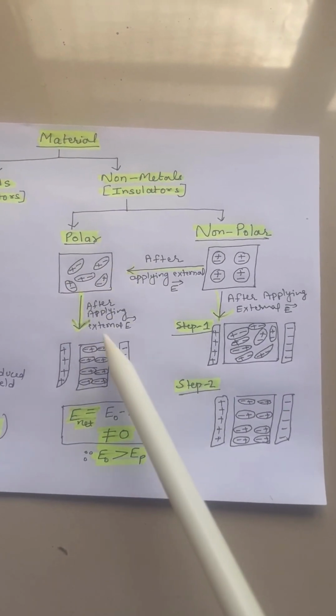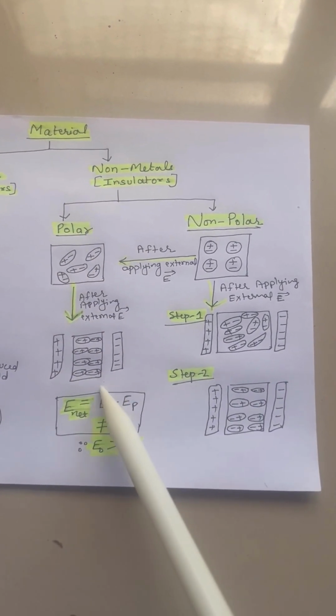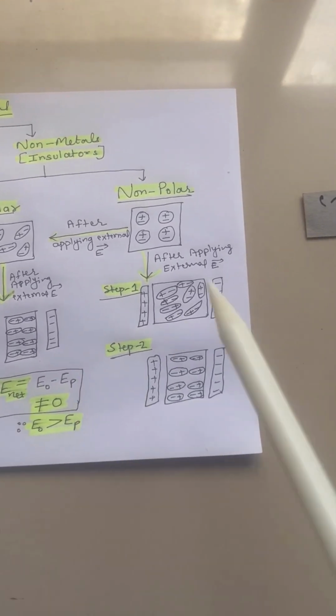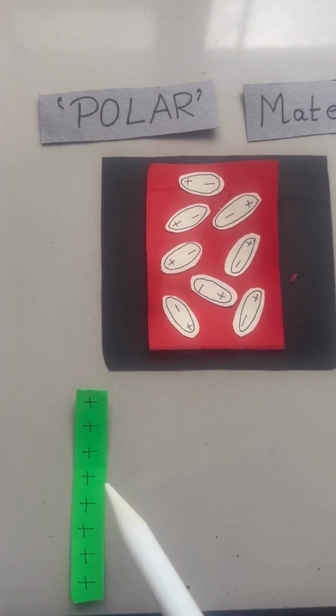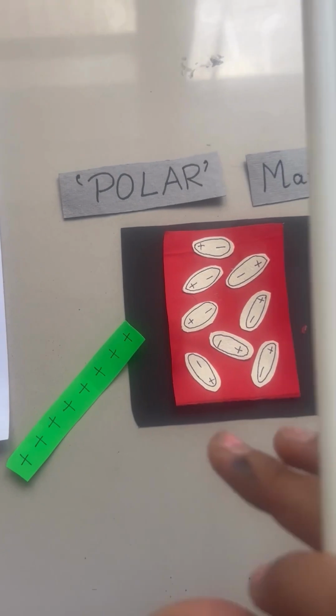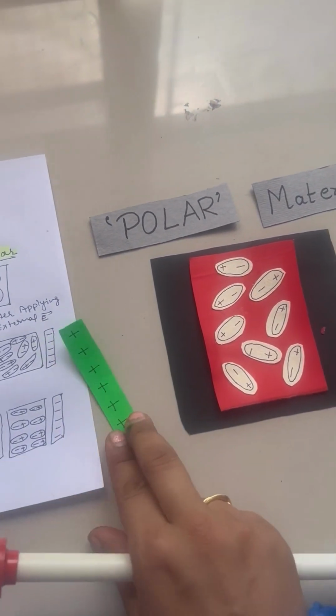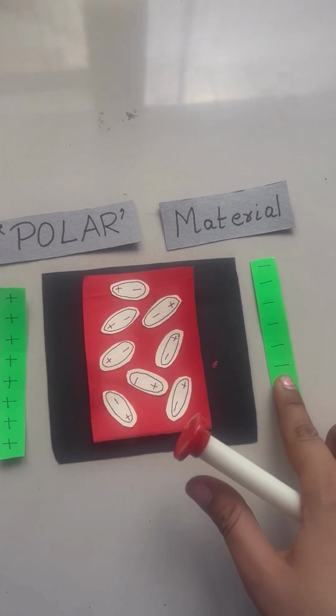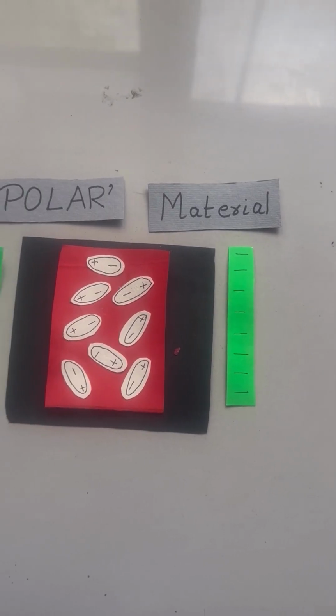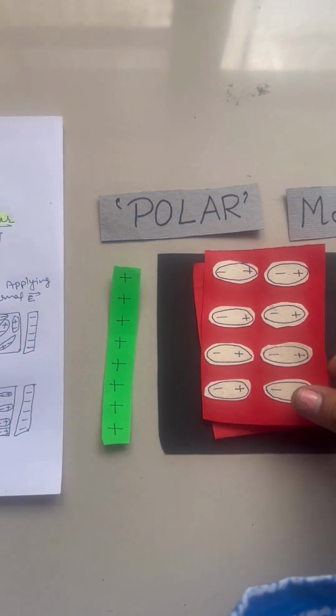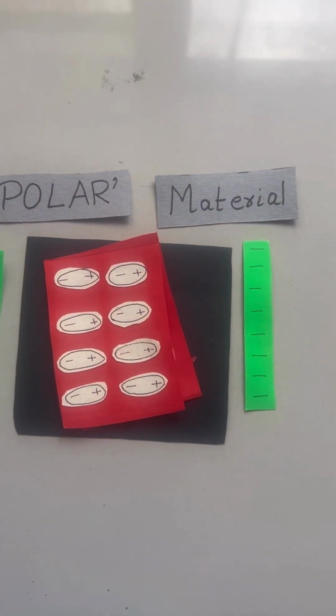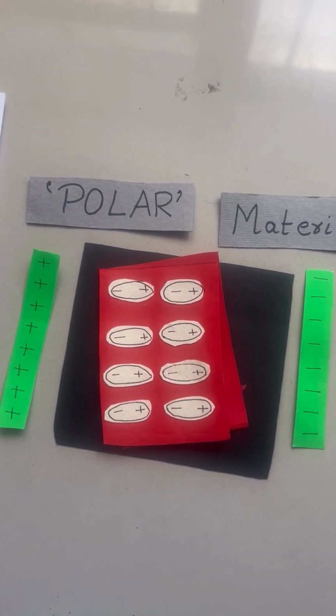Here in the polar molecules, there will be only one step. When the electric field is applied, they will simply align themselves. Like if the external electric field is applied like this, these molecules will simply align themselves. So it is easier to polarize a polar material.